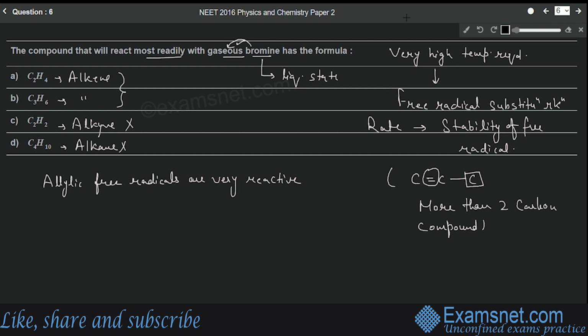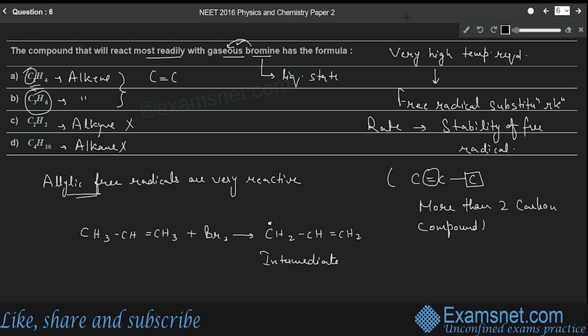And out of first and second alkene, the first one contains only two carbons with a carbon-carbon double bond, so this will not make an allylic free radical. But the second one, that is propene, will make a propenyl free radical, and that will be an allylic free radical. So let's see the structure here. We have the alkene, propene, CH3 CH double bond CH2. Now it will react with bromine, Br2. So first of all, a free radical will be formed as an intermediate. The intermediate will be the free radical CH2 CH double bond CH2. So this is the free radical.